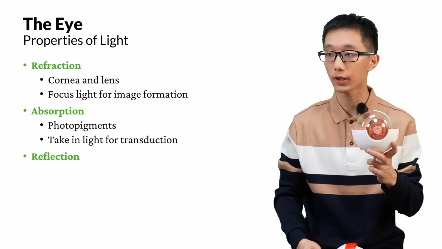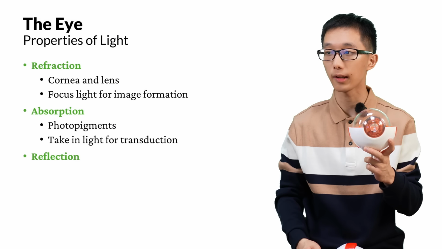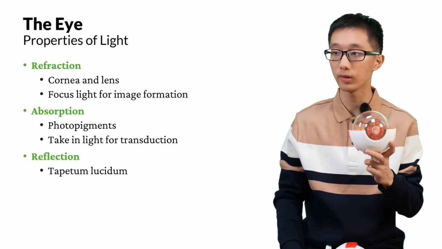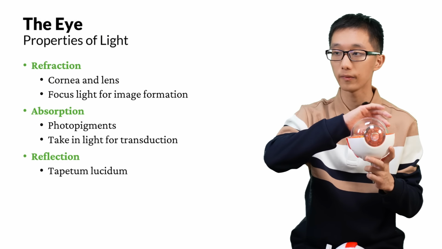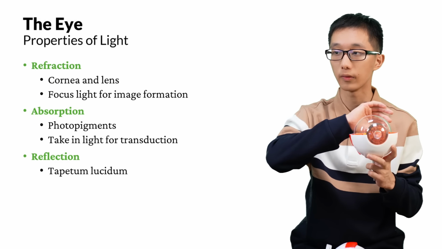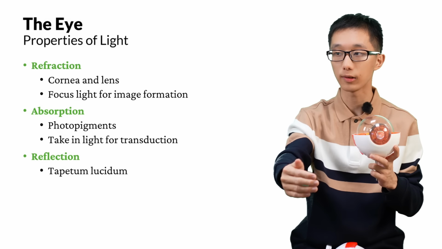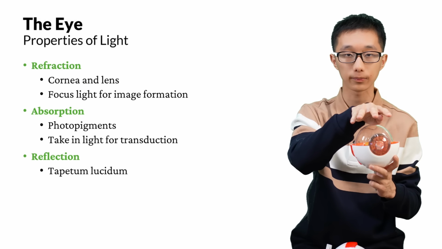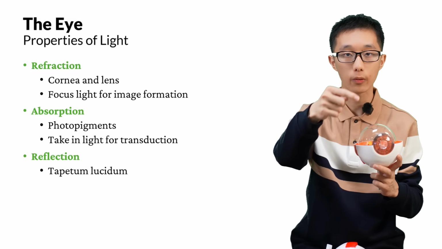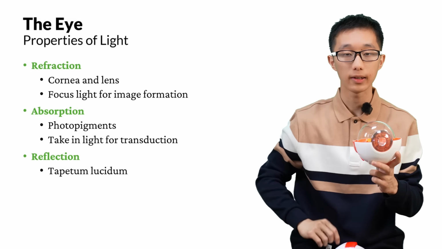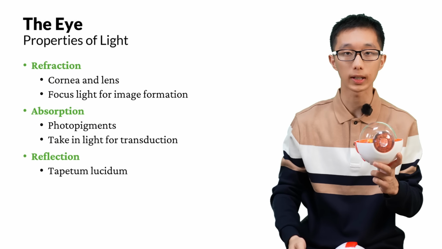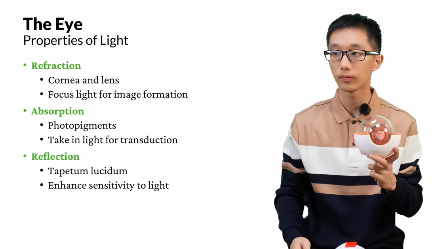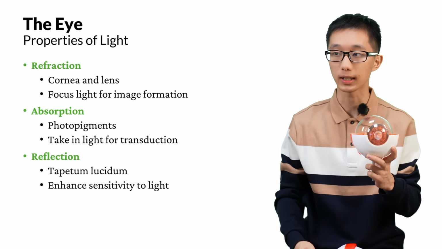And we also have reflection, not in our case, but in the case of cats and some other animals. In cats, there is a structure called the tapetum lucidum, which is kind of like a reflective carpet at the back of the cat's eye. When light is shown into the eye, the tapetum lucidum reflects some of the light back. This allows light to pass through the retina twice, and this helps increase the sensitivity of the retina to light, especially in conditions where light is very low. That is to say, in night conditions.